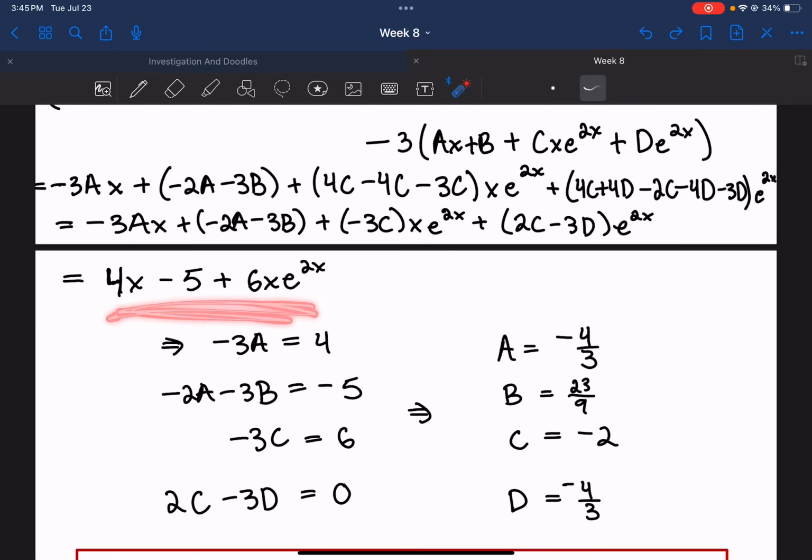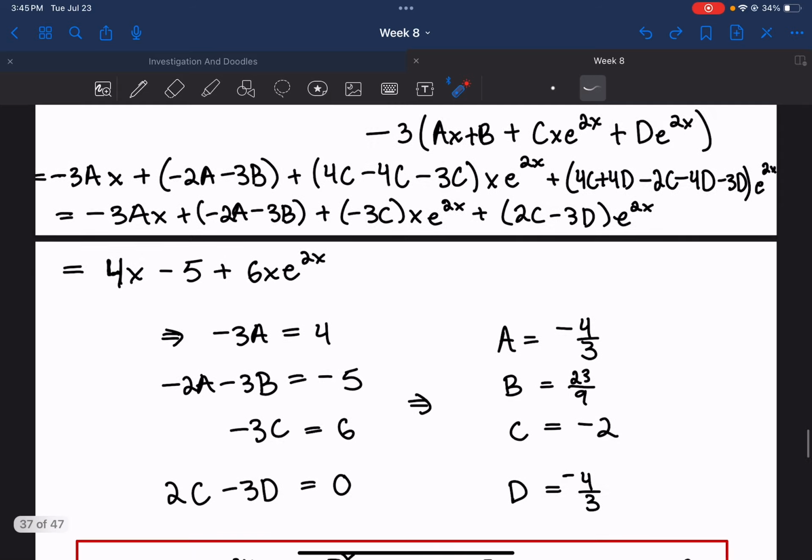So now I'm matching coefficients. I got negative 3a equals 4. I've got minus 2a minus 3b equals negative 5. I've got negative 3c equals 6. And then I've got 2c minus 3d equals 0.